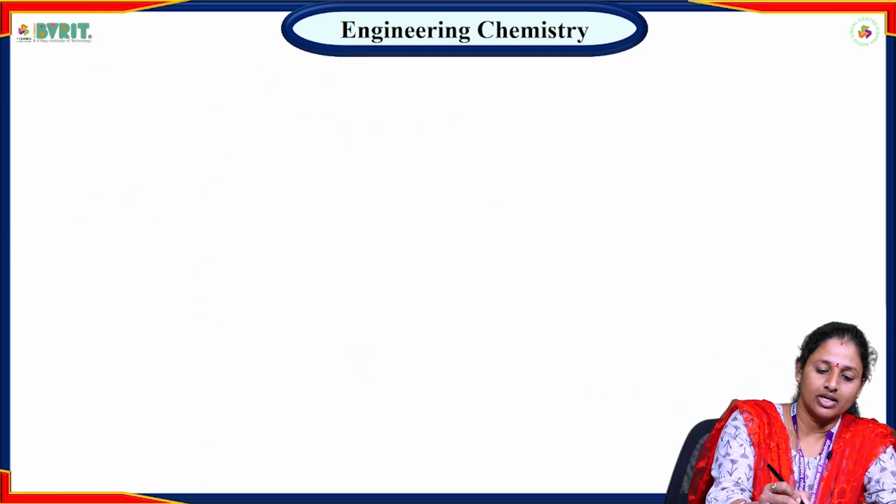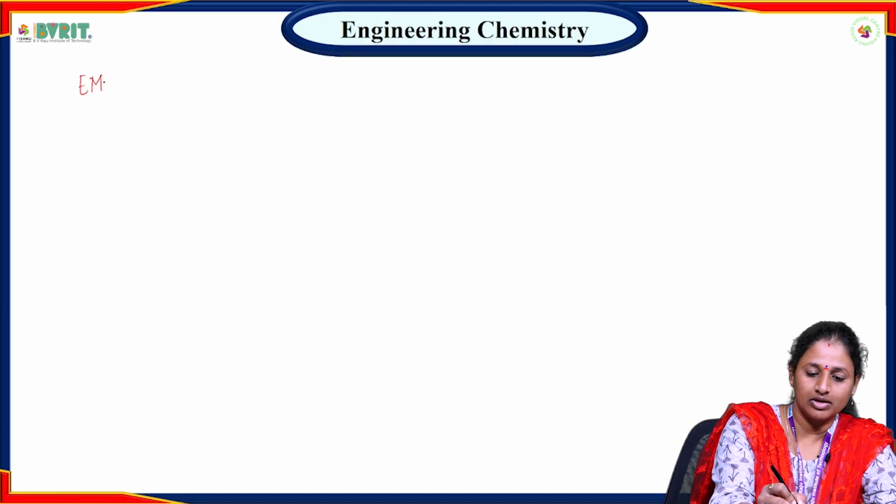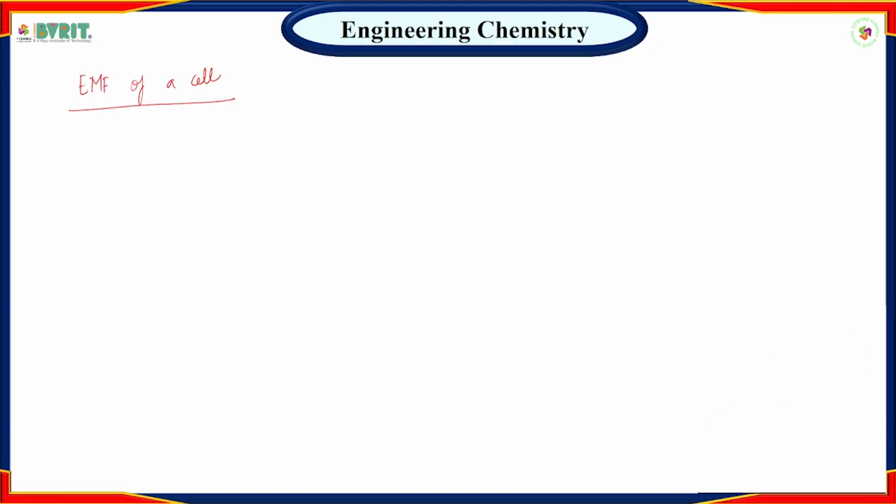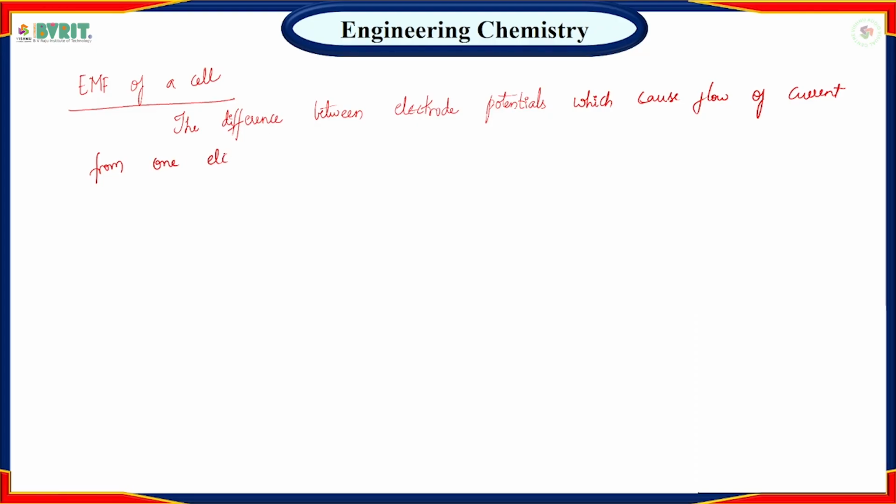Now, EMF of a cell is the difference between electrode potentials which causes flow of current from one electrode to another electrode. So the difference between electrode potentials is known as EMF.